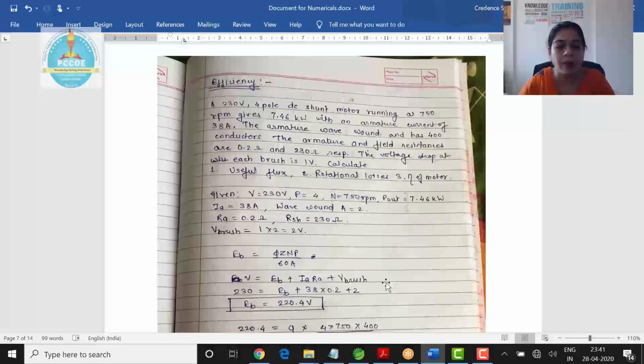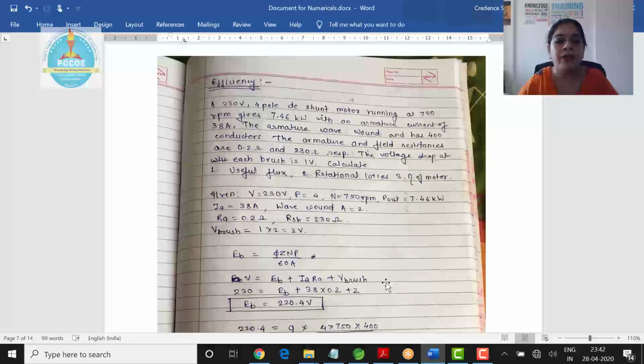Now the problem is: a 230 volt 4 pole DC shunt motor running at 750 rpm gives 7.46 kilowatt with an armature current of 38 amperes. The armature is wave wound and has 400 conductors. The armature and field resistances are 0.2 ohm and 230 ohm respectively. The voltage drop at each brush is 1 volt. Now voltage drop at brush is given, so we need to consider it in the numerical. If it is not mentioned, then we don't have to consider the brush voltage drop.